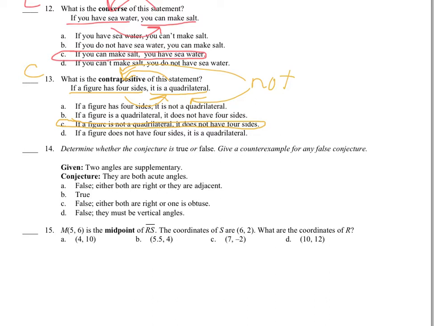Okay, 14. Determine whether the conjecture is true or false. Give a counterexample. Okay, given two angles are supplementary. Conjecture, they are both acute. Is this a true statement? Remember, supplementary is where two angles add up to equal 180. Now remember, acute angles are all less than 90 degrees.